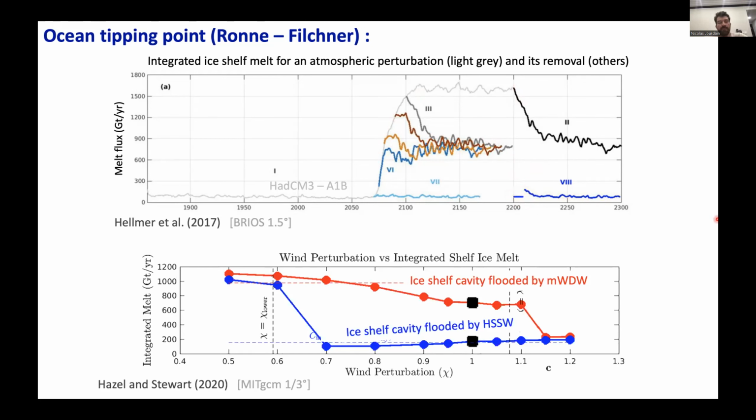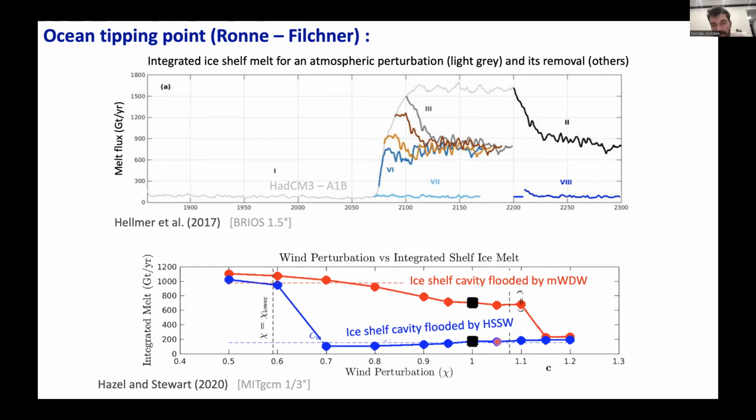This is quite connected to this paper by Julia Hazel and Andrew Stewart from 2020. They describe the bistability of the melt rate in Filchner-Ronne cavity. So this plot shows the integrated melt rate for different wind perturbation, and each circle is one simulation, one stable simulation.